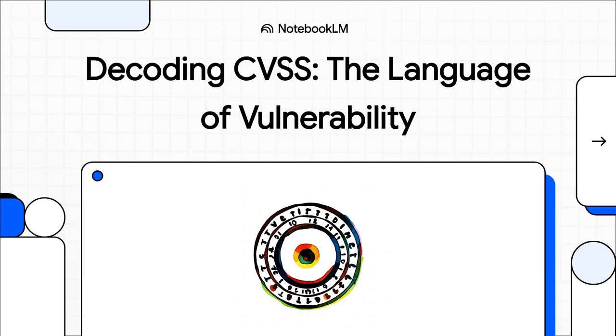Every single day, we hear about new security breaches, new software bugs. It's a constant flood of information. But how did the pros actually make sense of it all? How do they decide what to fix first? Well, today, we're pulling back the curtain on the system they use, the Common Vulnerability Scoring System, or CVSS.